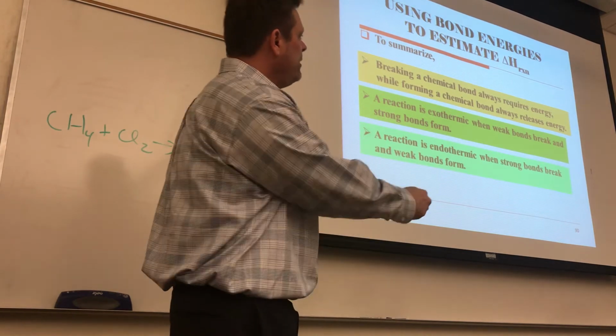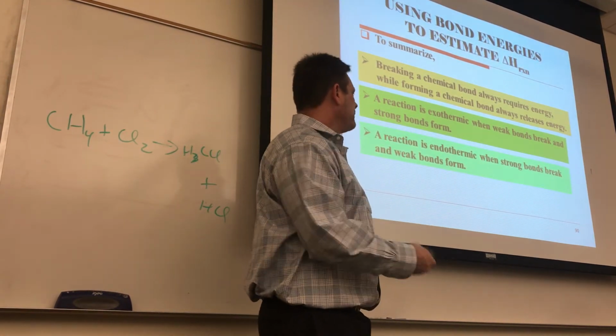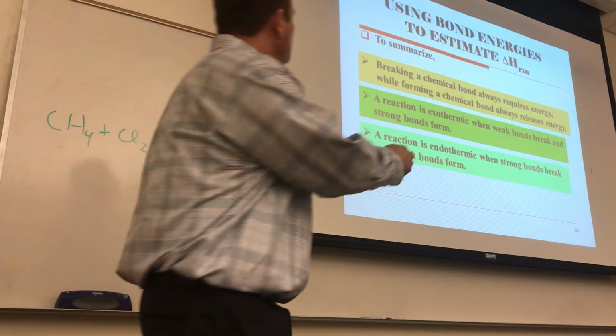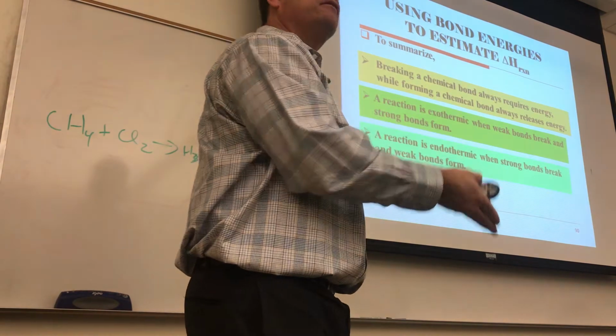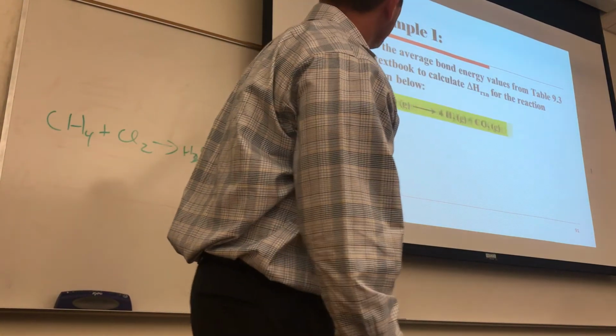A reaction is exothermic when weak bonds break and strong bonds form. A reaction is endothermic when strong bonds break and weak bonds form. Same thing I already said, nothing big there. But when you're studying, you could just simply look at this guide to guide you through whatever we've done. Okay, now let's do the example.